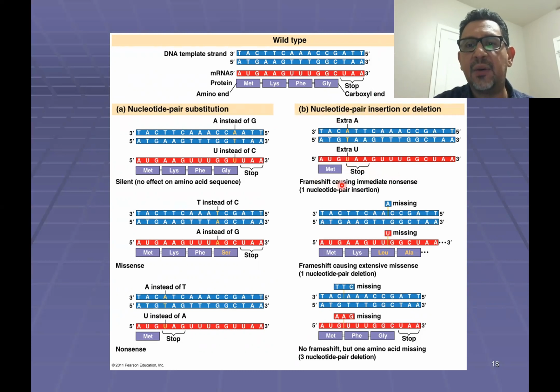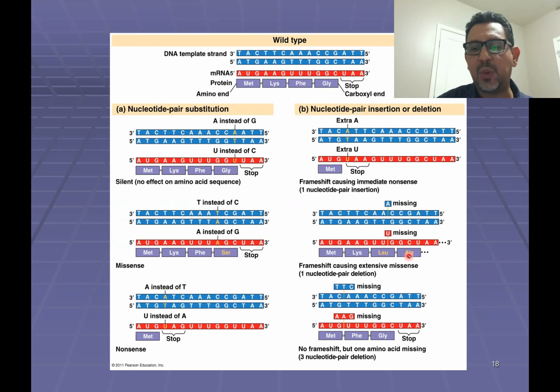In the case that follows, we can see when a base is removed. This is similar to the illustration I showed you previously. If you have a whole sequence of many amino acids that is incorrect, we call this extensive missense. So what's the difference between missense and extensive missense? Missense alone is just when one single amino acid is incorrect. But if you have many amino acids that are incorrectly assembled in this polypeptide, then we call this extensive missense.